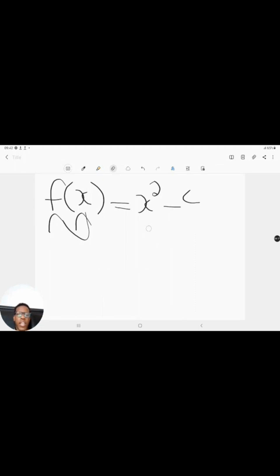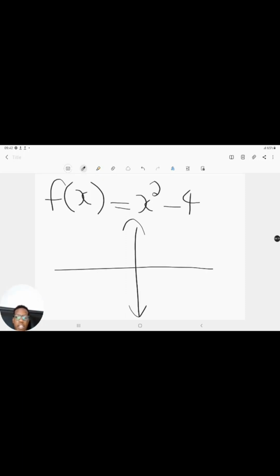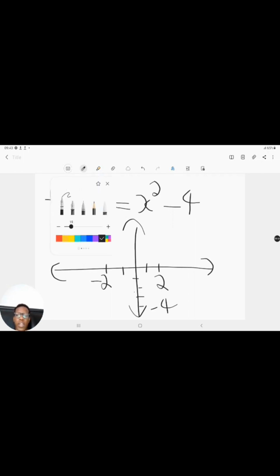Okay, let's firstly just sketch that very quickly. You will agree with me that this is a parabola, and you will agree with me that the x-intercepts are at 2 and minus 2, and the y-intercept is at minus 4. You will agree with me that this graph is a parabolic graph that looks like that.